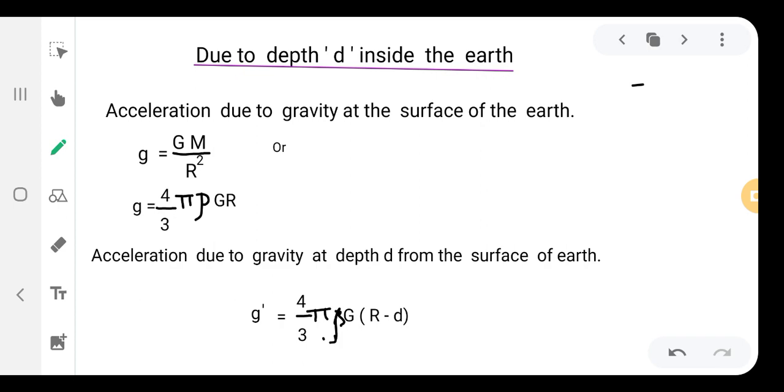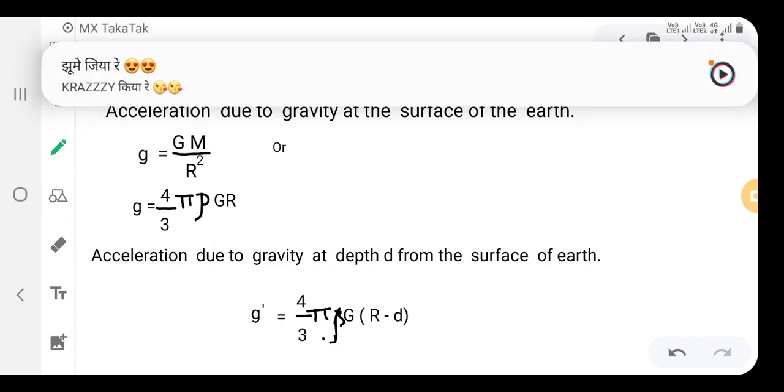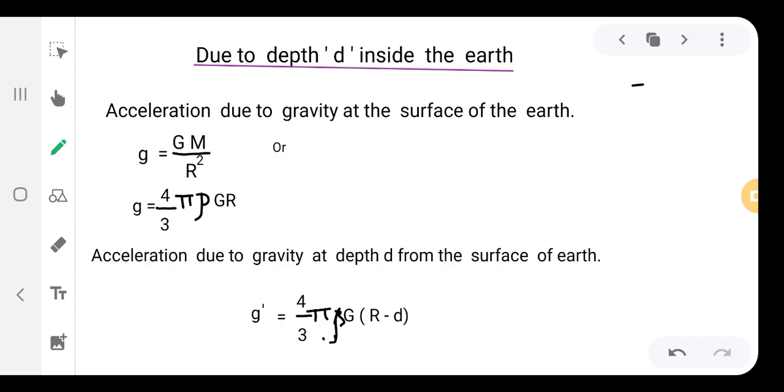Due to the depth d inside the earth, the acceleration due to gravity at the surface of the earth is given by small g equals capital G M by R square. Capital G is the gravitational constant, and M is the mass of the earth. And if it is a sphere, then g is equal to 4 by 3 pi rho G R on the surface of the earth.